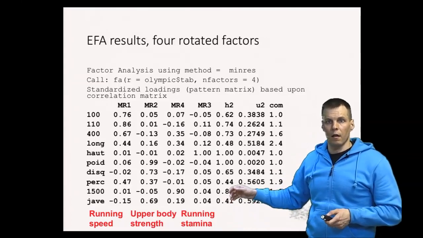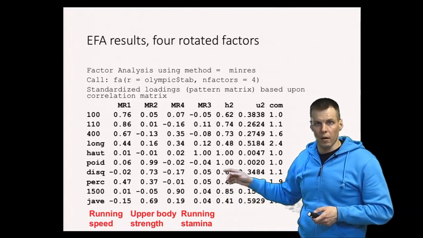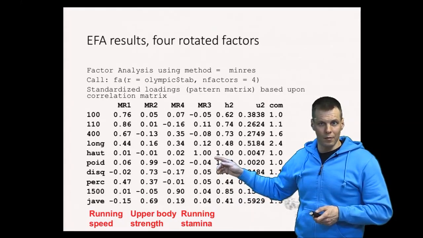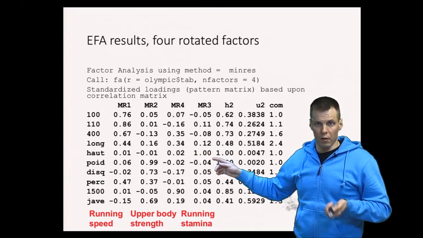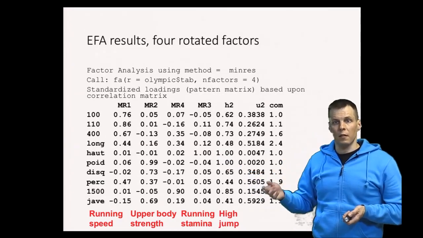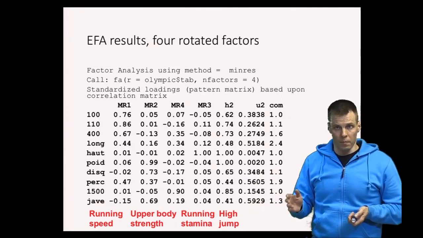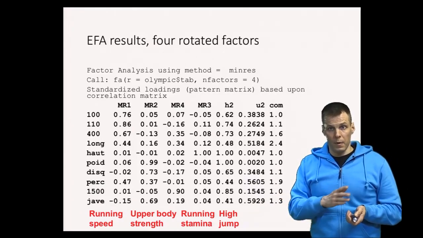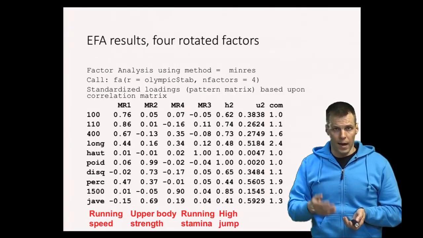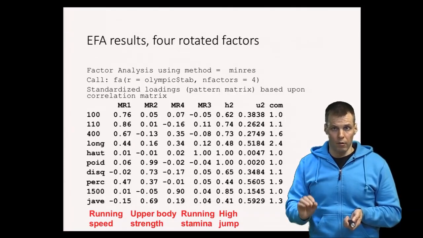We can also get 4 factors, and we get the same factors: running speed, upper body strength, running stamina, and then the final factor is simply high jump. So that receives its own factor and nothing else loads on the high jump factor. So when we start extracting factors, typically we can go and get as many factors as we have indicators, and eventually we will get these factors that just explain a single indicator and nothing more.